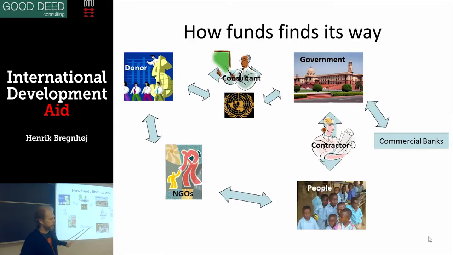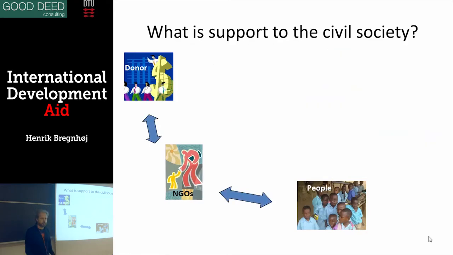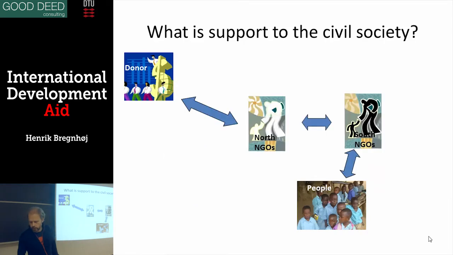So this is the general picture, the big money, the different flows of money from the donor countries to the recipients. If we look particularly at civil society, that is the branch that goes outside the government, and that we are looking a lot at in this course, you can see it goes from the donor through the non-governmental organizations to the people. But actually, the NGO is not just the NGO. There's an NGO society in Denmark, for example, or in the Western countries, and then there are NGOs in the local countries.